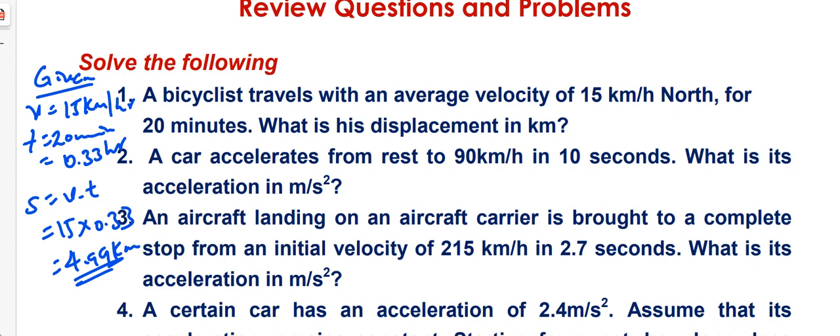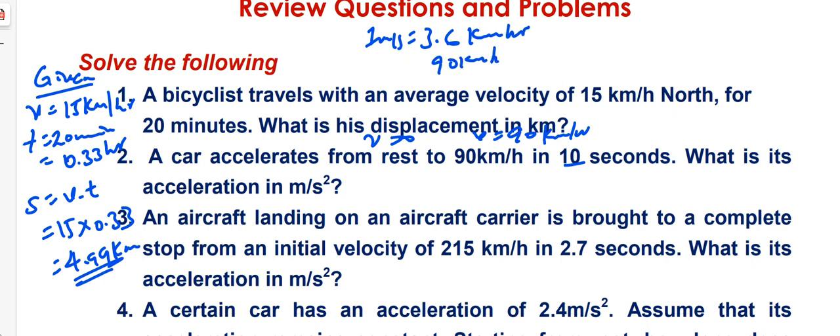Question number 2. The car accelerates from rest. Initially it is 0 and finally it is 90 kilometer per hour in 10 seconds. What is its acceleration? Therefore, this should be changed into meter per second. We know that 1 meter per second is equal to 3.6 kilometer per hour. If you divide 90 by 3.6, you will get 25 meter per second.